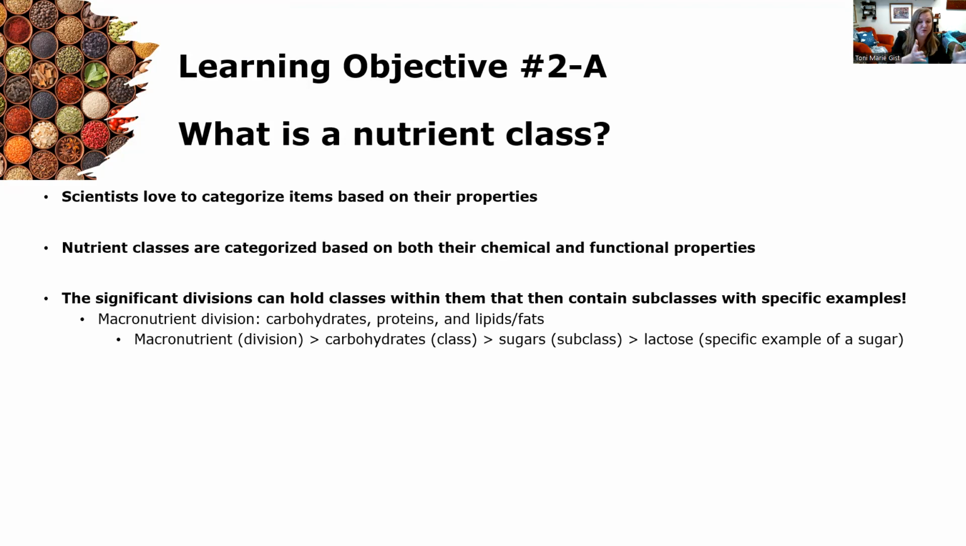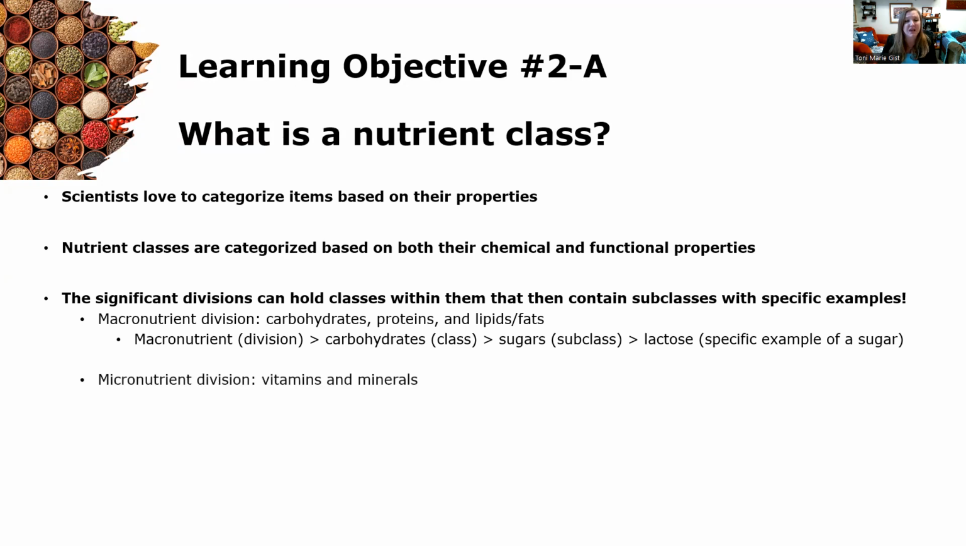So if you think about carbohydrates, and if you've gotten acclimated with the nutrition facts panel, you'll know that on the nutrition facts panel, we have total carbohydrates, and then sugars are a subclass right under there. So macronutrient division, carbohydrates are a class, sugars are a subclass, and going even further, lactose is a specific example of a sugar. And if you didn't know, lactose is in dairy products like milk. So therefore, lactose is going to be a specific example of something you might find in your food that can be categorized under the macronutrient division.